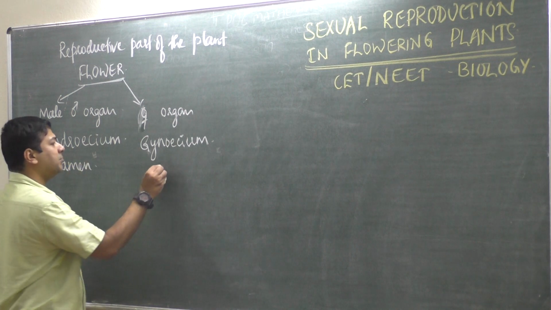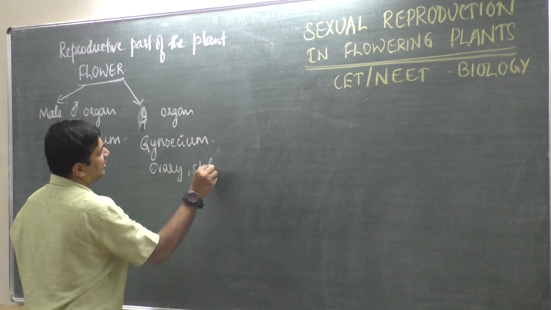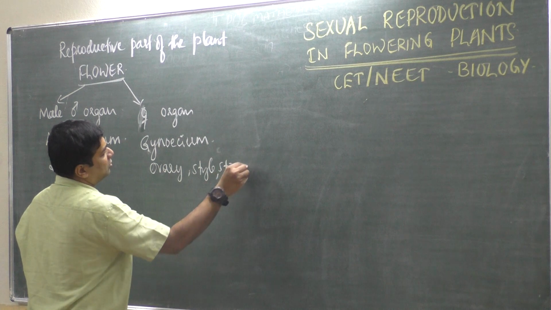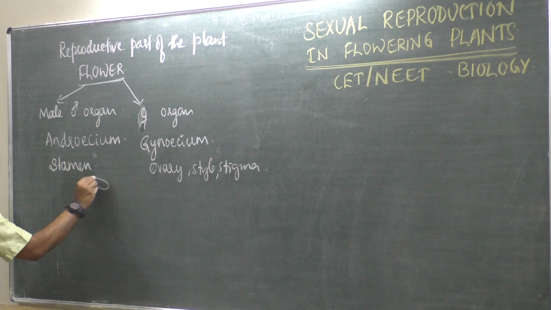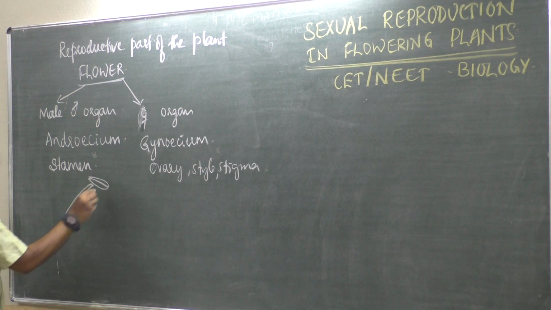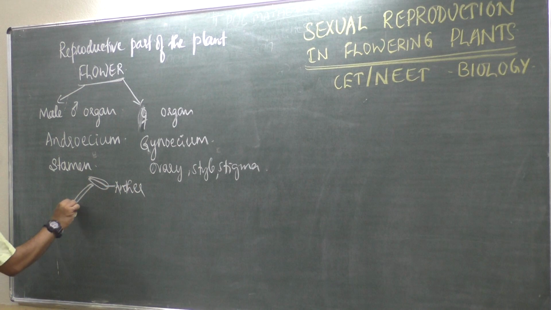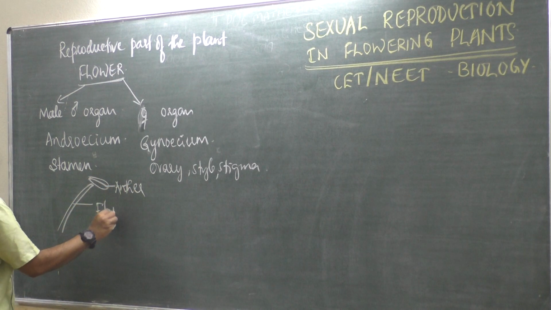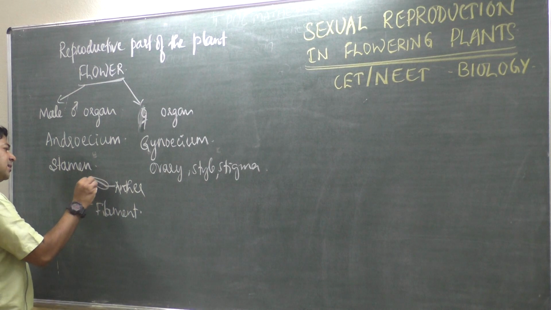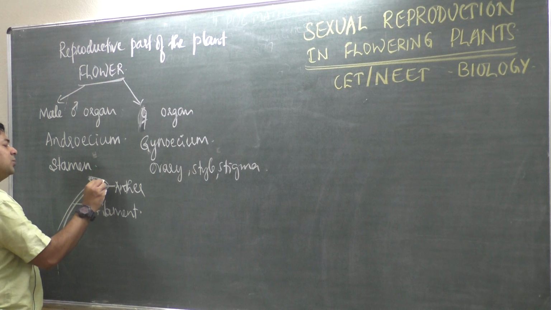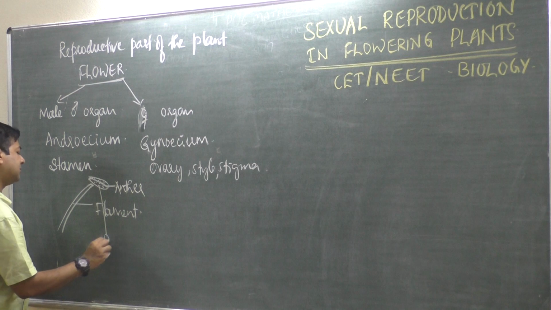Gynoecium has three parts: ovary, style, and stigma. You already know this. Stamen is a long elongated structure. The bulbous structure is called anther, and the long stalk-like structure is called filament. Inside the anther it produces very minute male gametes, that is pollen grains.